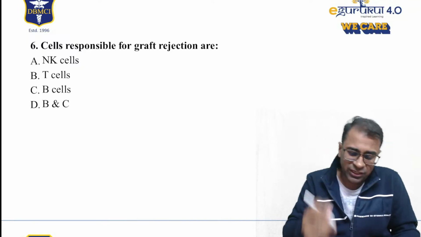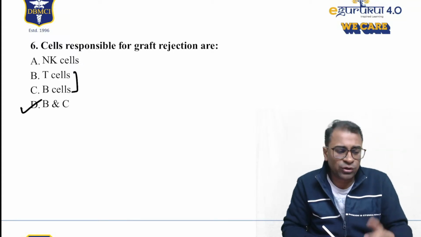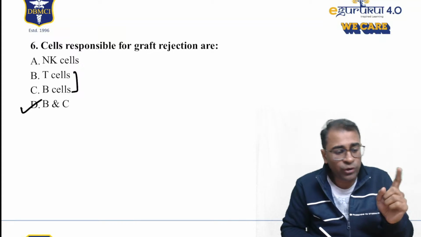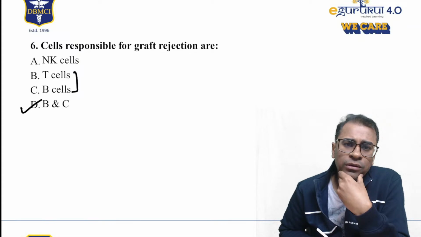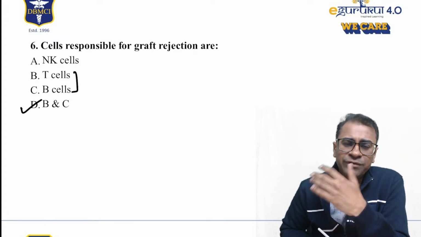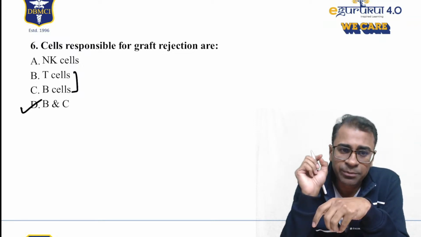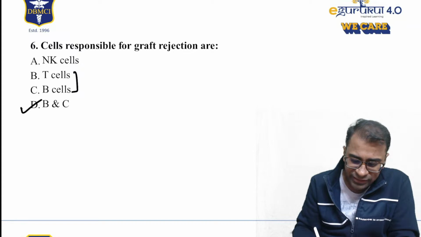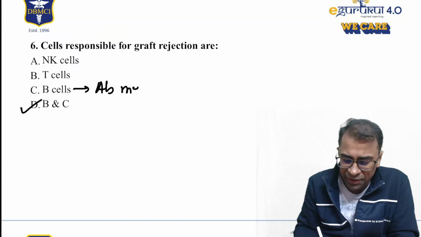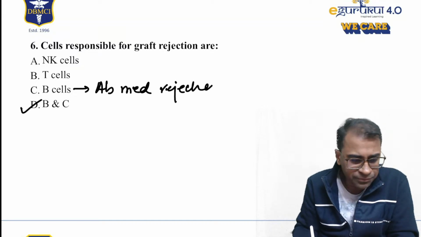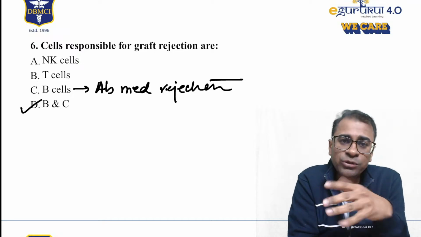The cell responsible for graft rejection is, yes, both B and C. T and B cells both are involved. NK is not involved, but B and C both. Why are you marking only T cells? Is B cell not involved? If you're looking at an option D where B and C are both there, you can't just answer T cells. Do you remember B cells? B cells will make what? Antibody. And don't you know antibody mediated rejection? The better answer is D.